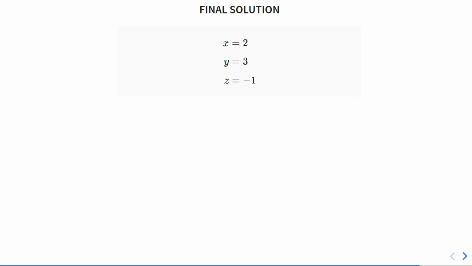So here x is equal to 2, y is equal to 3 and z is equal to minus 1.